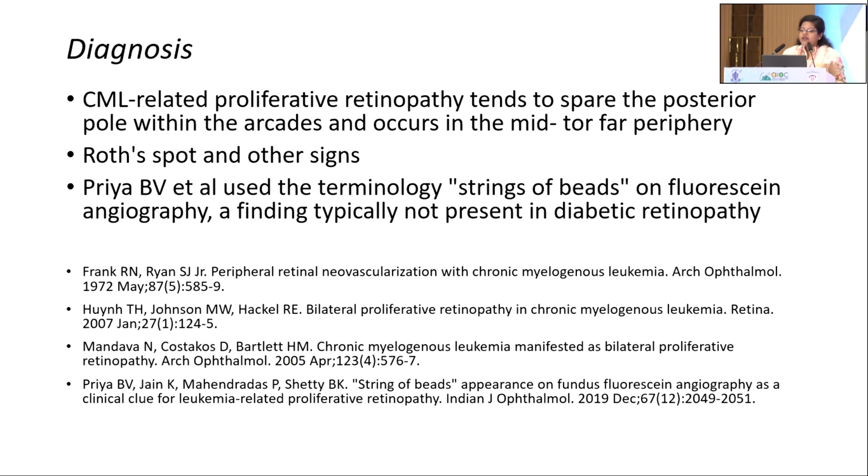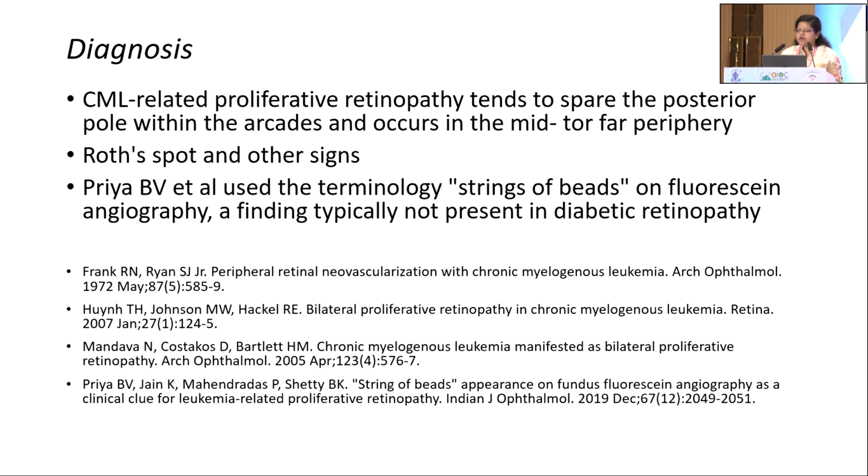Usually it is said that in diabetics the changes are at the posterior pole, while in CML they spread far across the periphery. We should carefully look for Roth spots and other signs of CML. Priya Vivi et al. used a terminology, the string of beads sign, which I will also show in my pictures. In fluorescein angiography, we can notice this sign, string of beads.